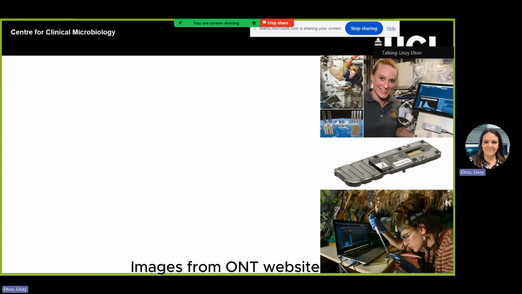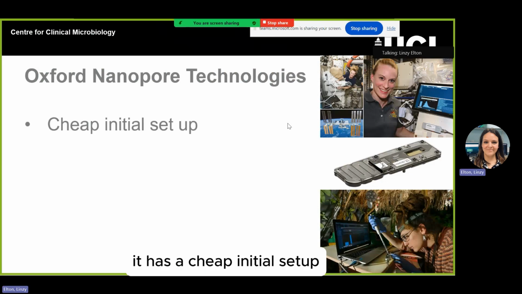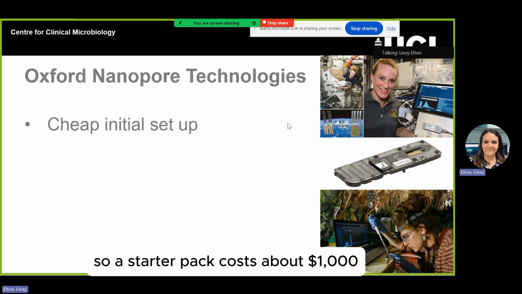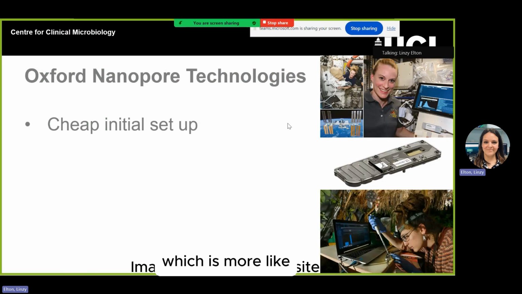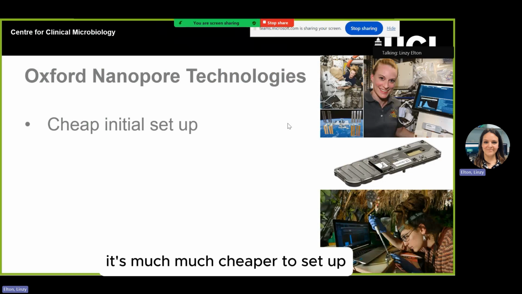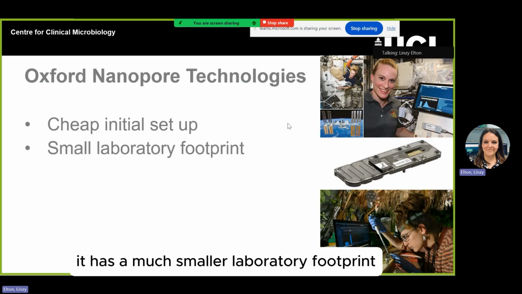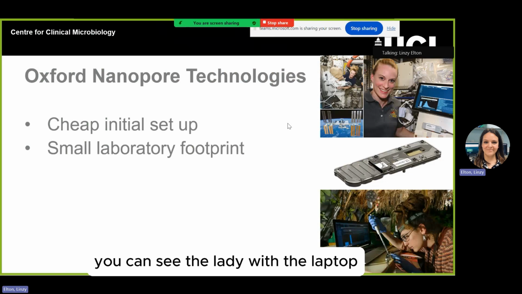So Oxford Nanopore is a specific sequencing platform. It has a cheap initial setup. A starter pack costs about $1,000, and when you compare that to, say, Illumina, where I think a MiSeq is something like $50,000, it's much cheaper to set up. It has a much smaller laboratory footprint, and if you look in the bottom right corner, you can see the lady with the laptop.